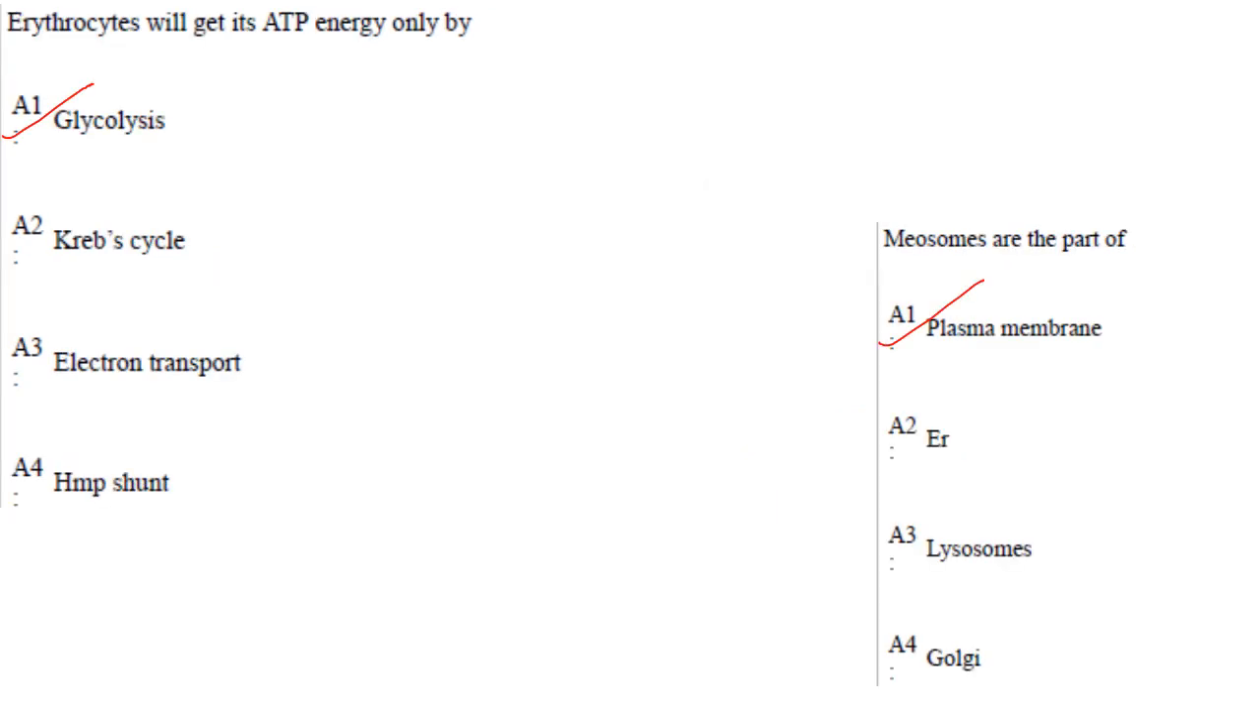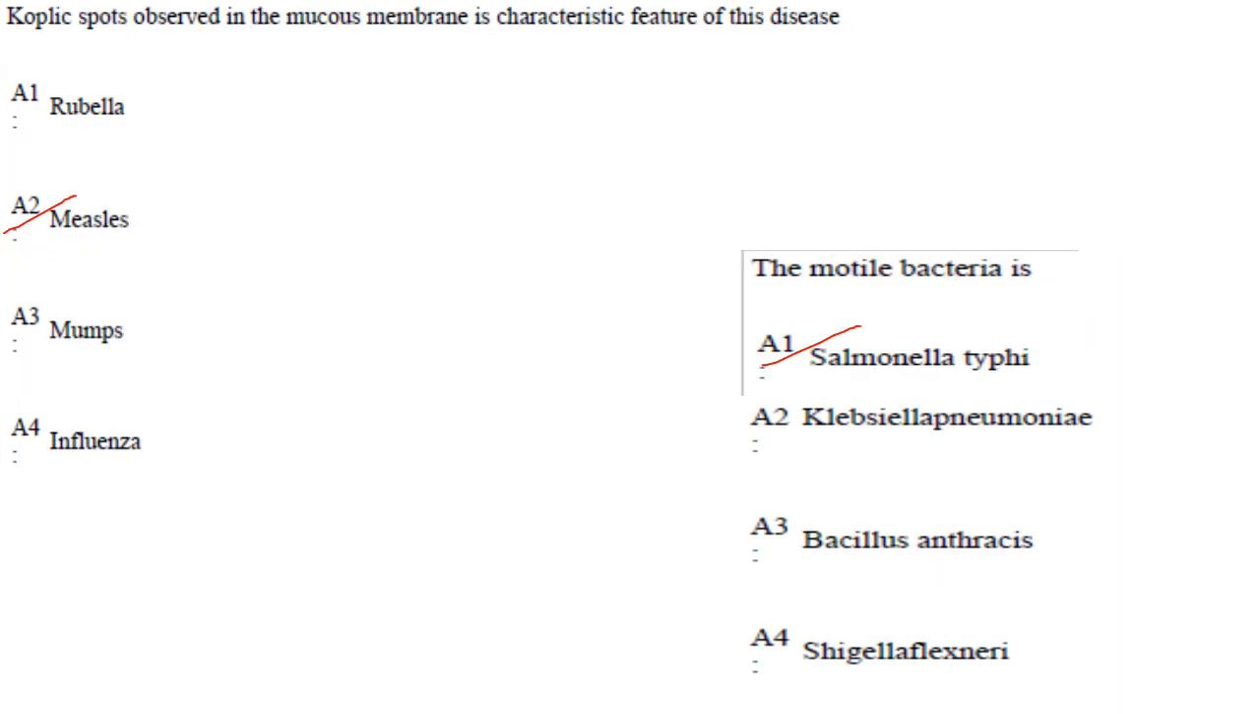Next one. Erythrocytes will get their ATP energy only by glycolysis. Mitochondria are not present in erythrocytes. So answer is option 1. Then mesosomes are part of the plasma membrane. Answer is option 1. Next one. Koplik spots observed in the mucous membrane are a characteristic feature of measles. Answer is option 2. Then the motile bacterium is Salmonella typhi. Answer is option 1.